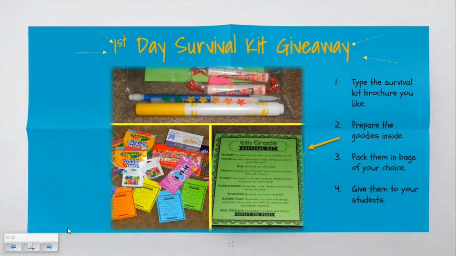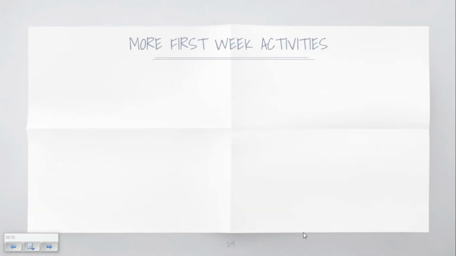Another activity usually done on the first day of school is the first day survival kit giveaway. First of all, you'll type your own survival kit brochure that you like or prefer. Then you'll prepare all of these goodies that you're going to put inside. You'll pack them in a bag of your choice, and then you'll give them to your students and explain the reason why you chose these specific goodies for them.